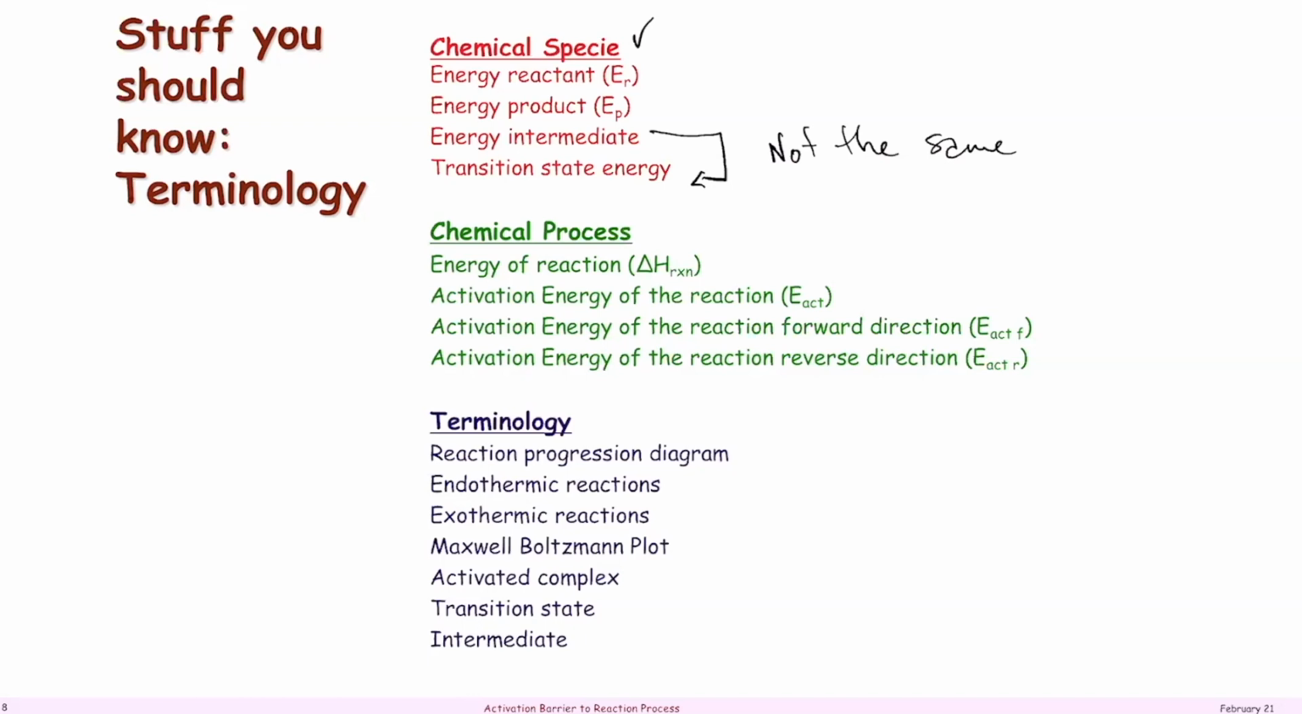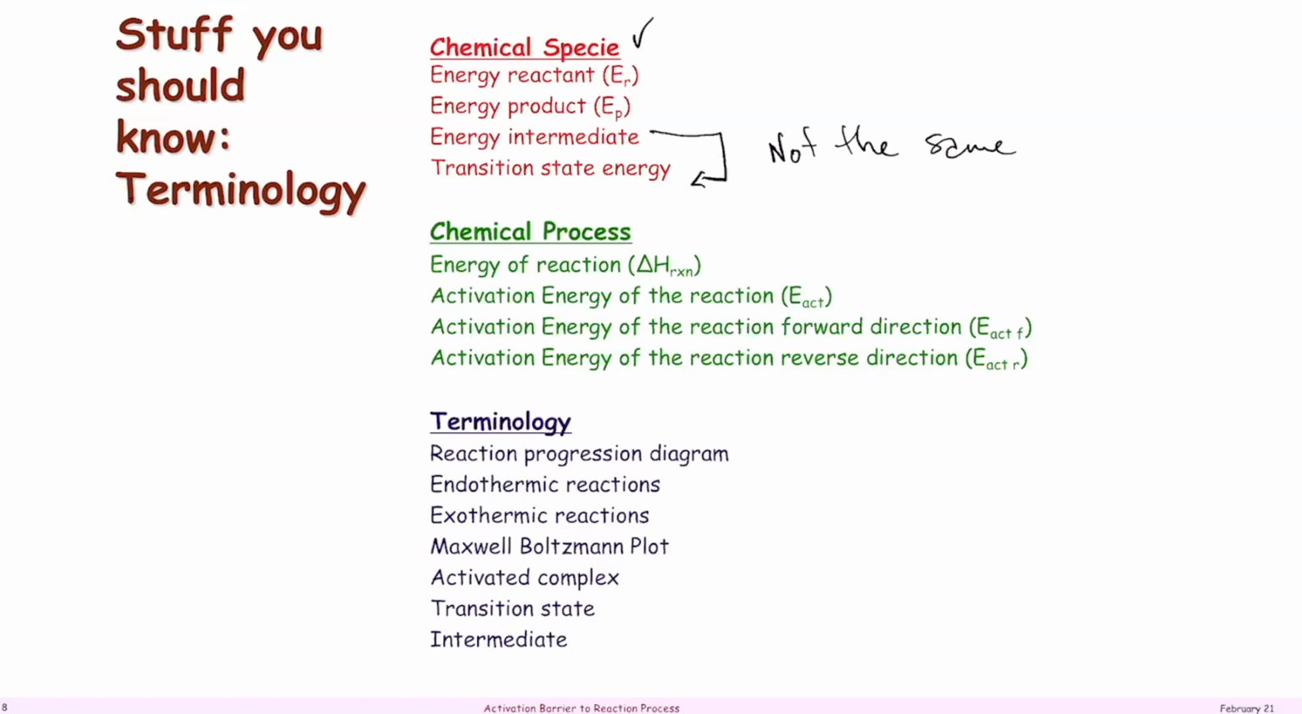Let's take a look at chemical process. A chemical process is the process of converting, say, a reactant to a product. How much energy is involved with that? You know that we describe the energy of a reaction as either exothermic or endothermic. So that's a process. Is it an exothermic reaction? Is it an endothermic reaction? Okay, it's not a species, it's a process.